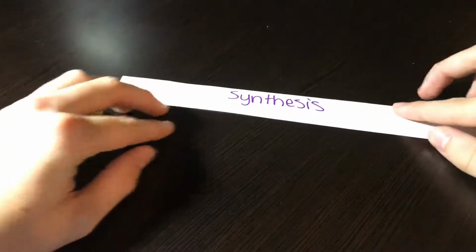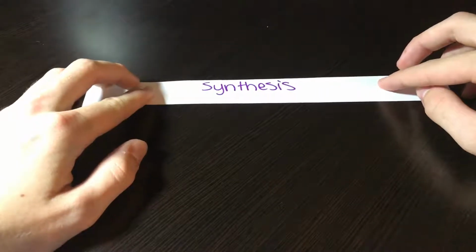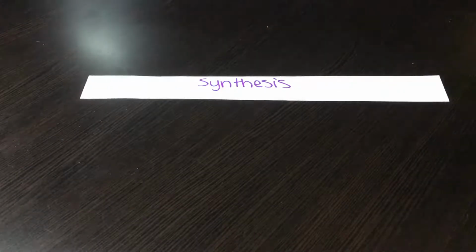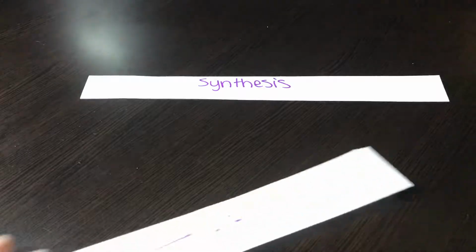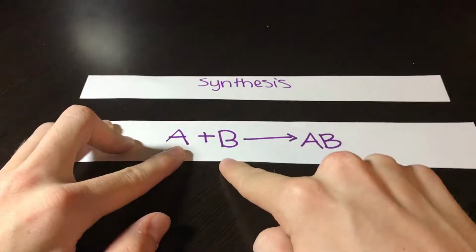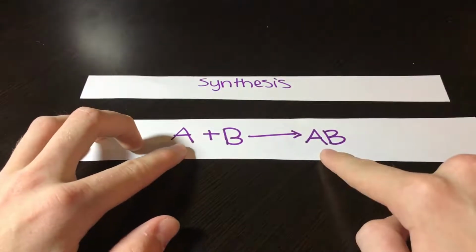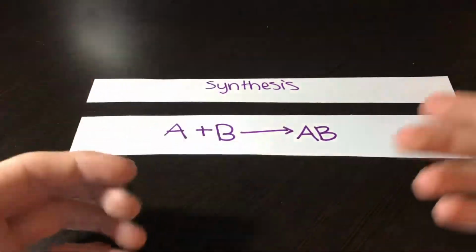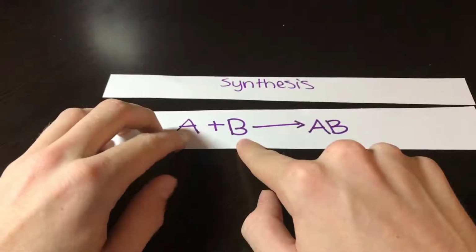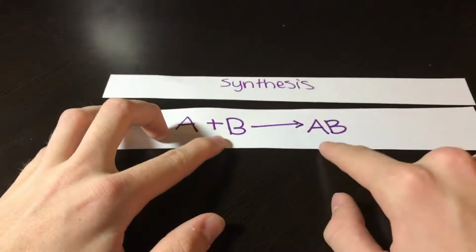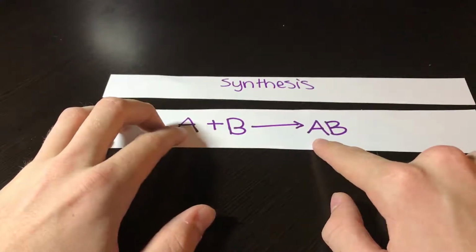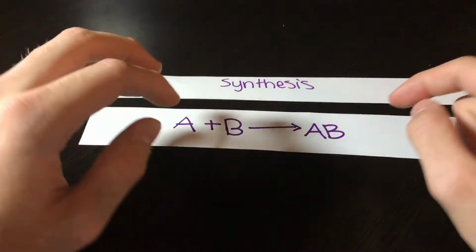So let's start with the different types of reactions. First, we're going to start with synthesis. Now, this is also called a combination reaction for some people, and it's generally the easiest because synthesis is basically combining 2 things to get to 1. So when you do your reaction, you'll start with 2 different ingredients or reactants, and you'll end with this because they combine to form 1 thing.